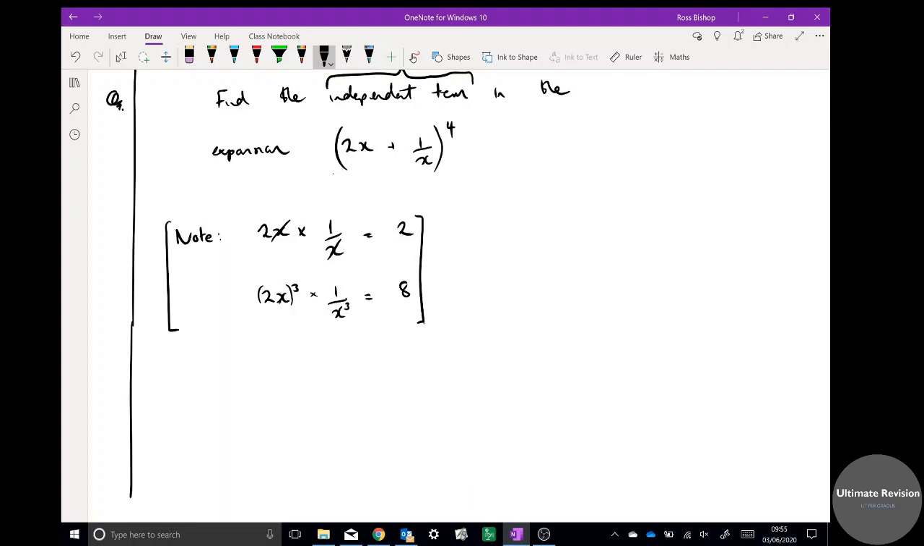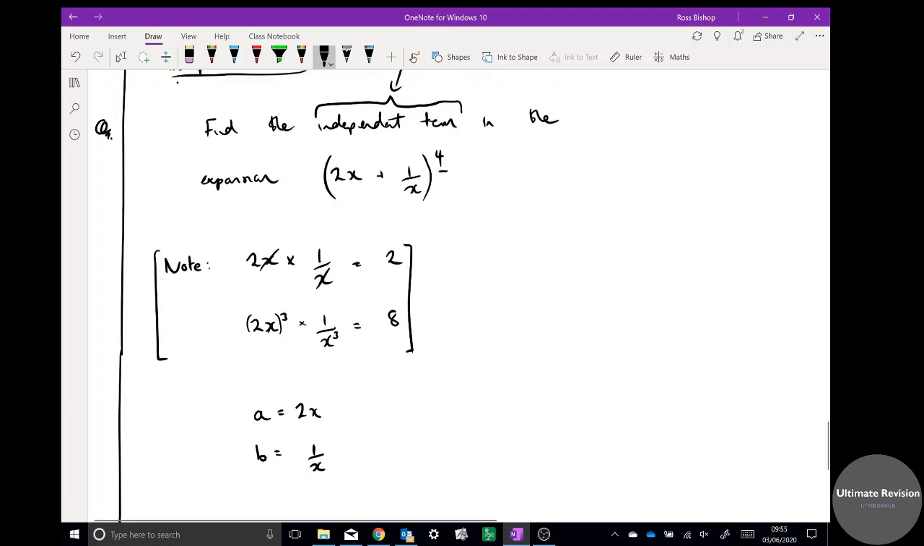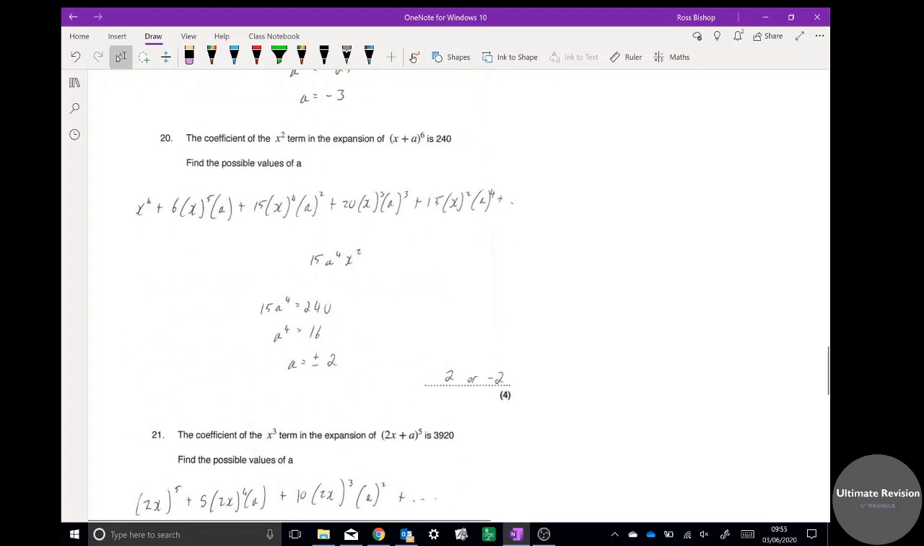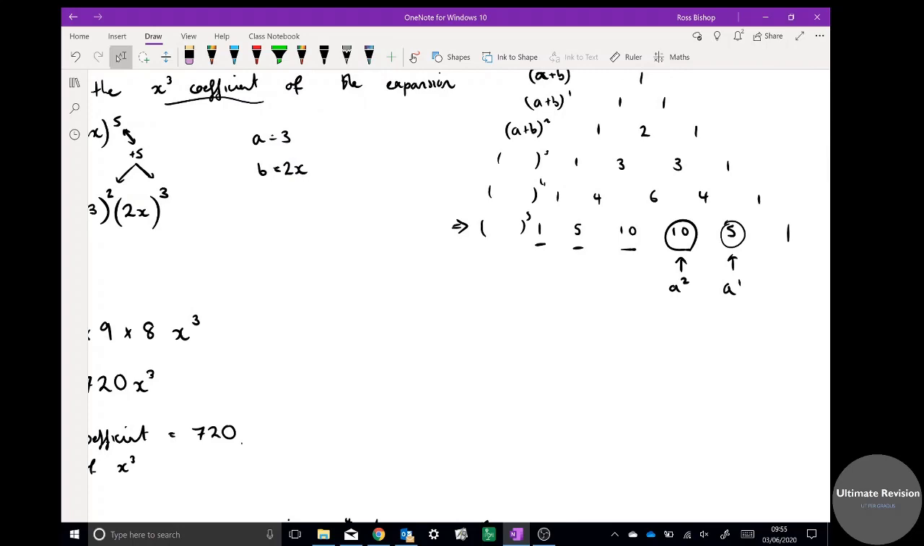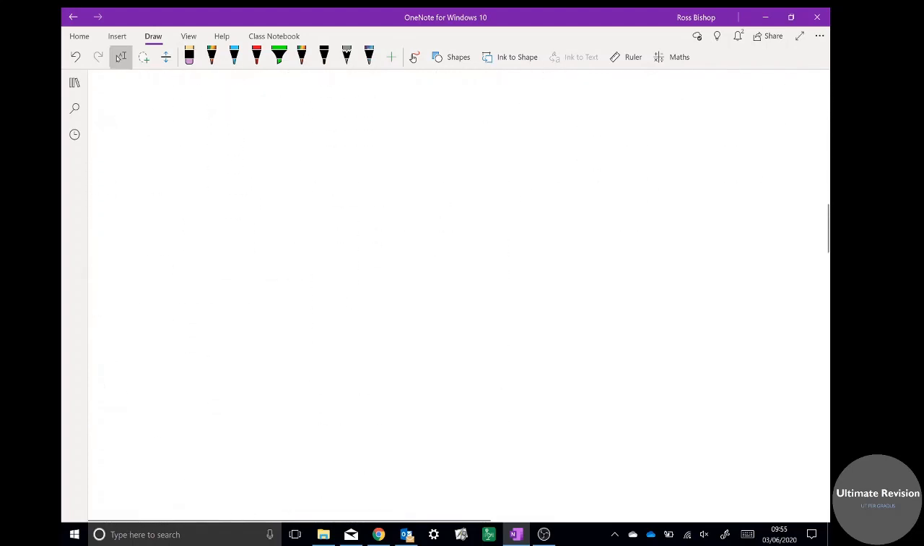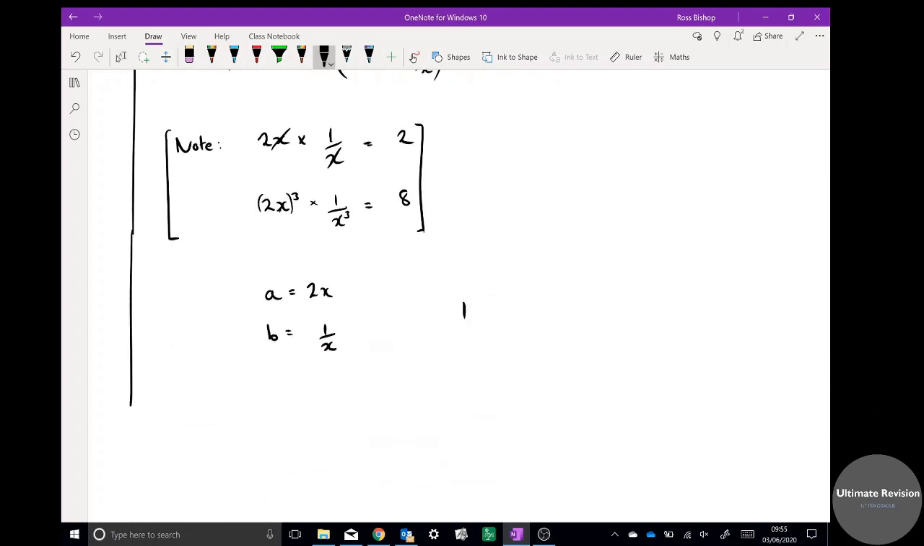Now, there is a long way of doing it: you just expand the whole thing. Or there is a quick way where you can spot what is going to make the independent term. So if we go back, we know a in this case is 2x, b is 1 over x, and we're looking for the 4th power. So let me go back to my Pascal's triangle. The row I'm interested in is 1, 4, 6, 4, 1.